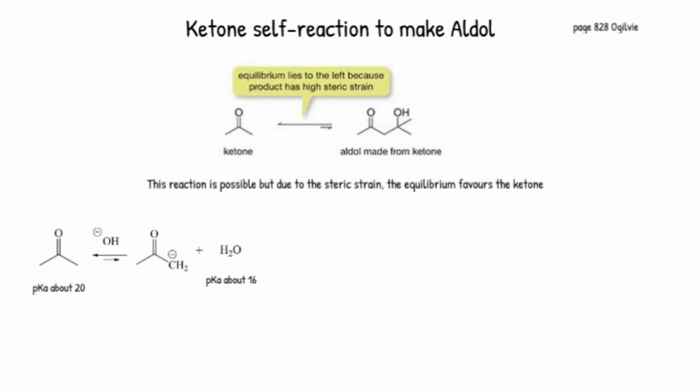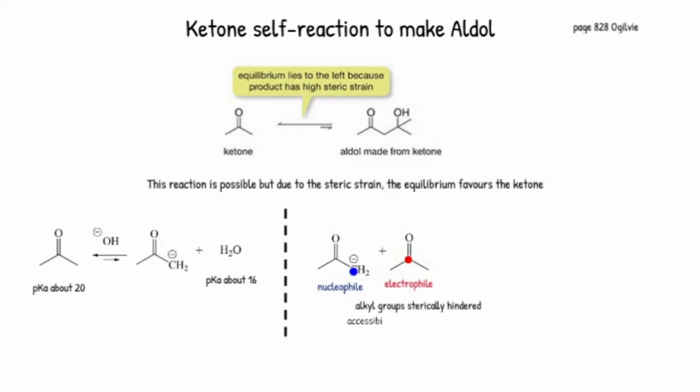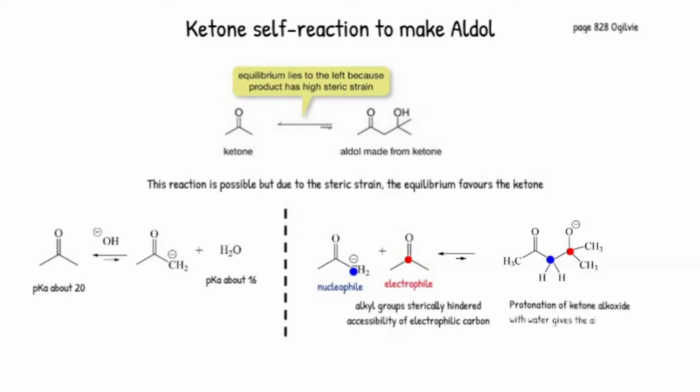The formation of some of the enolate ion will go on to react with a carbonyl compound. In this example, the ketone is acetone. Remember, instead of reaction with an enolate ion, use the carbanion for simplicity. The carbanion is a nucleophile, but the ketone has alkyl groups that sterically hinder the accessibility of the electrophilic carbon. This is why the equilibrium heavily favors the reactants. Some ketone alkoxide is made, however. Protonation of the ketone alkoxide gives the aldol product, the beta-hydroxy ketone.